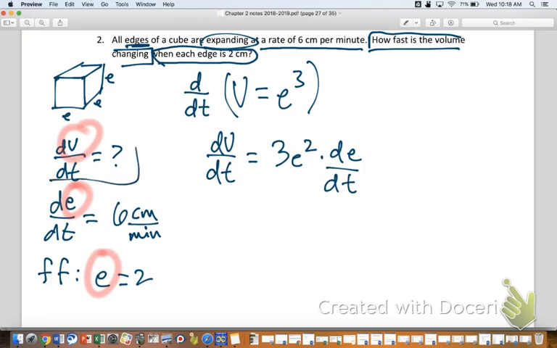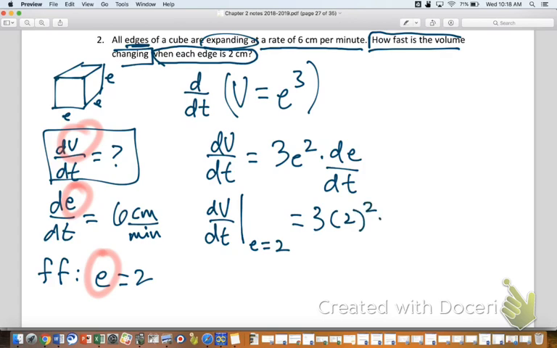So I'm going to say, all right, well, I want to know dV/dt. So I'm going to say dV/dt at my freeze frame moment. That would be when E equals 2. Well, gosh, there's a nice input right there for E, so it'd be 3 times 2 squared. And because I put so much effort into the front end, I know exactly what dE/dt is. That's 6. All I got to do now is to multiply this stuff out. 3 times 4 is 12 times 6 is 72.